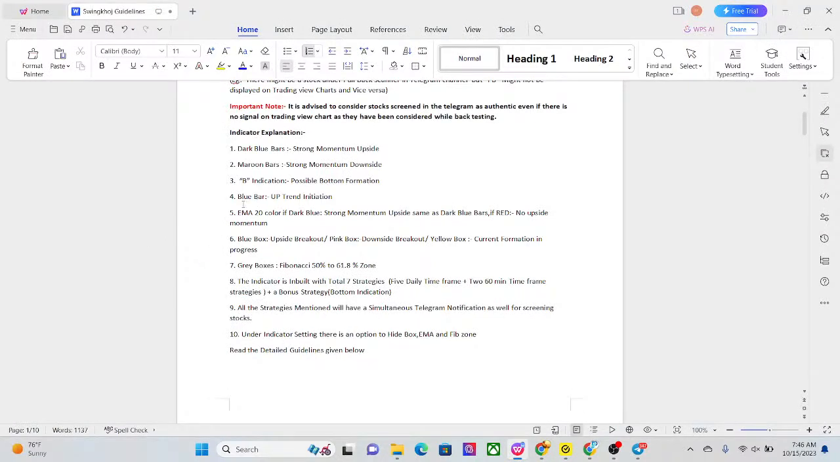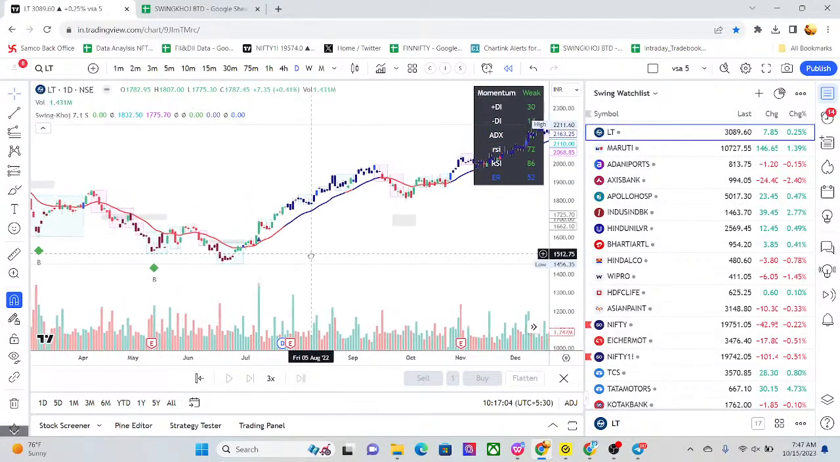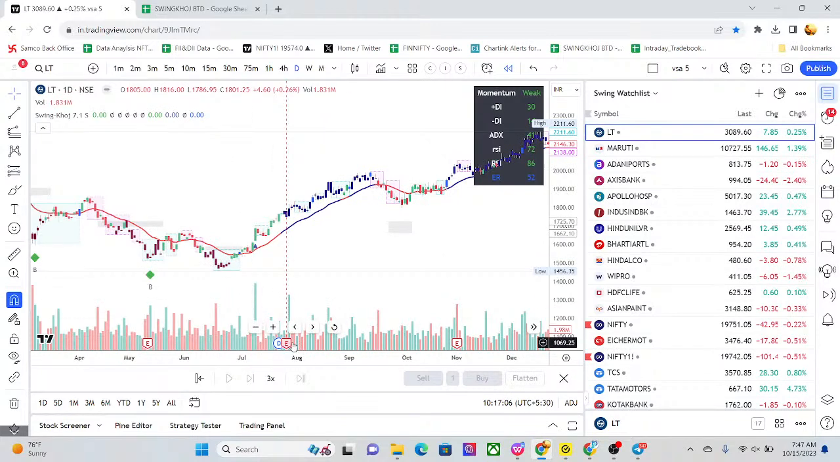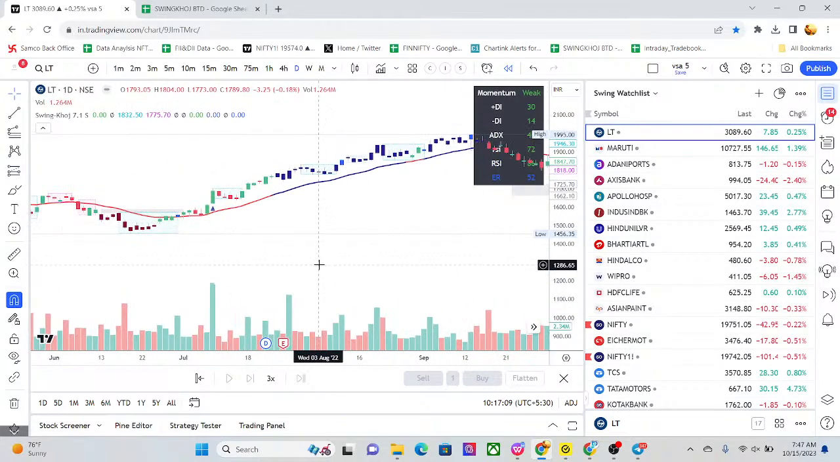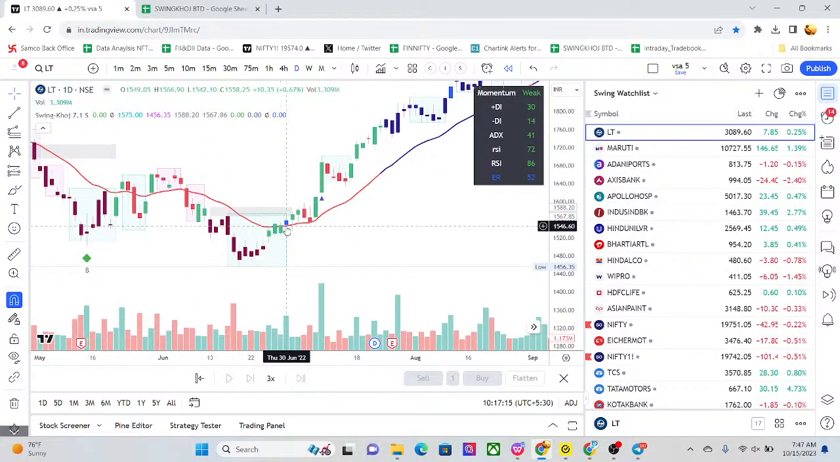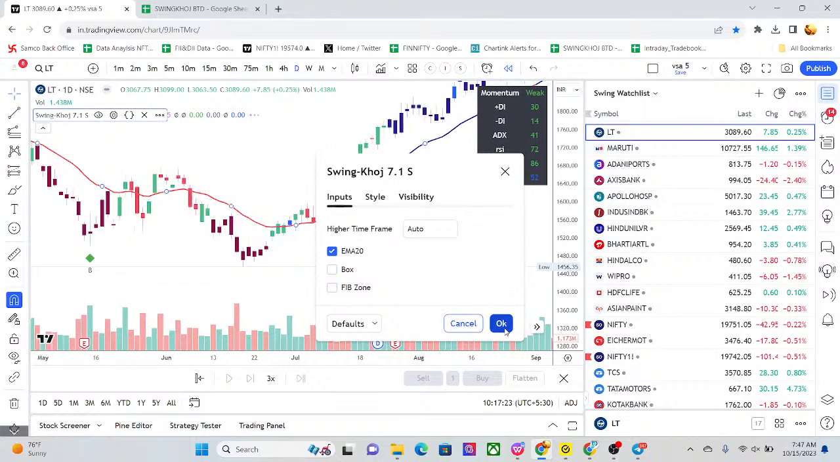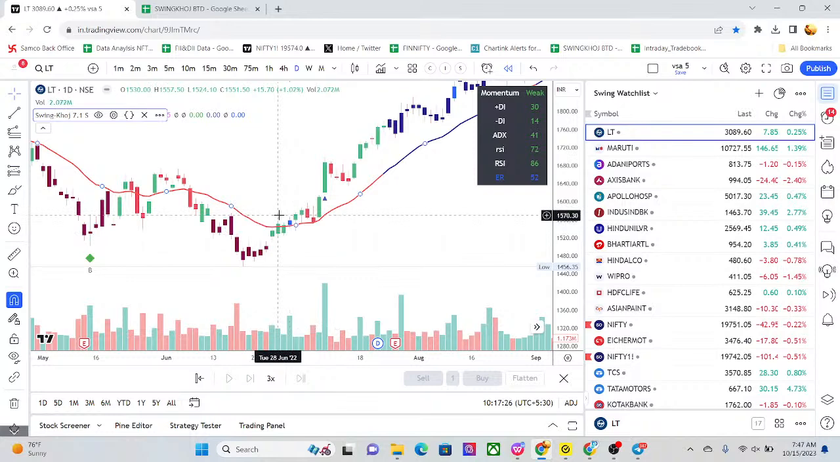Then we have the blue bar. Blue bar is a sign that an uptrend is beginning. If you see a blue bar, it suggests the beginning of an uptrend. You can see here, if I zoom in, you can see a blue bar here, right? I'll just hide these. You can see a blue bar here, so it suggests that an uptrend could be starting from here.